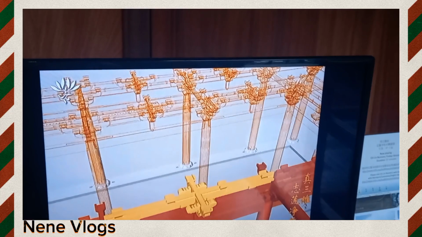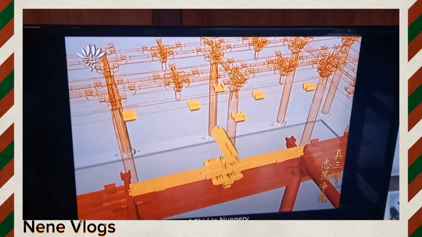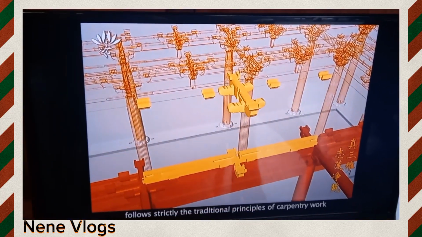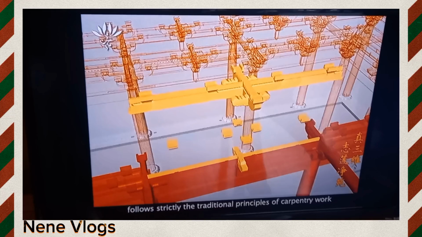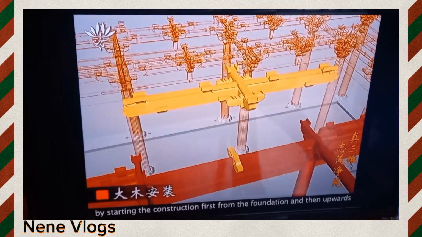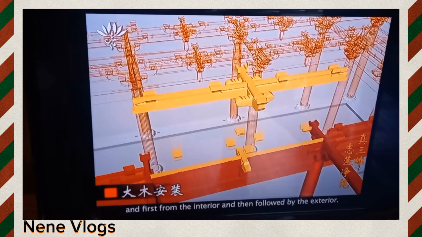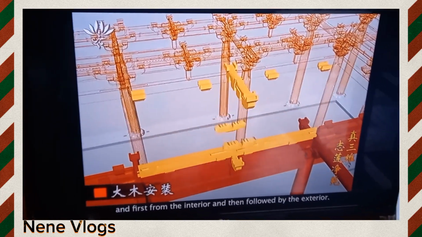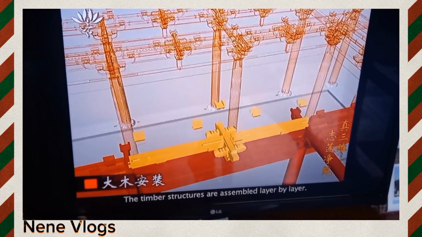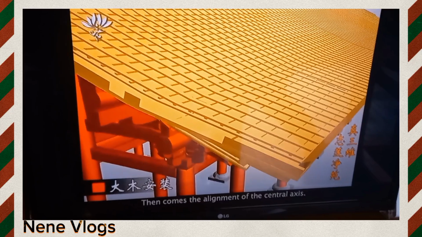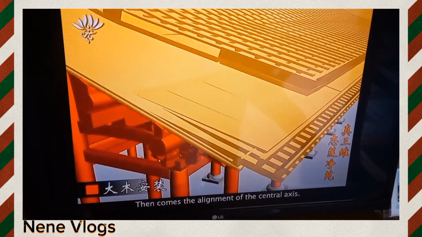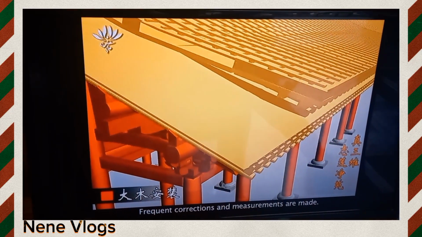The Tang-style timber monastic complex of Qilin Nunnery follows strictly the traditional principles of construction, starting first from the foundation and then upwards, first the interior and then followed by the exterior. The timber structures are assembled layer by layer. Then comes the alignment of the central axis. Frequent corrections and amendments are made.